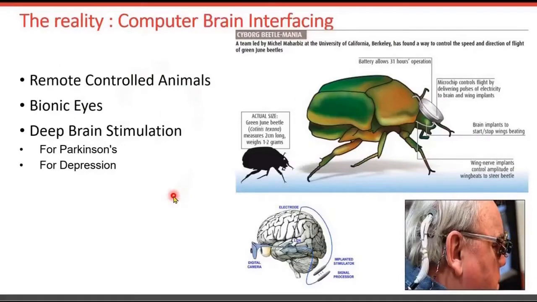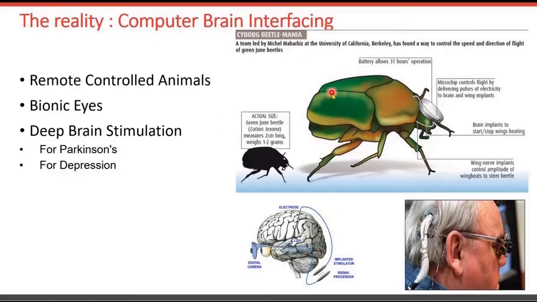One of the early applications of computer-to-brain interfacing can be given in these examples. For instance, we can use CBI to remotely control animals, and there have even been attempts to restore human vision using bionic eyes for blind people. Deep brain stimulation, as I briefly mentioned, is in practice nowadays for treatment of Parkinson's disease or even depression. One of the remote-controlled animal examples was done by University of California, Berkeley, Professor Maharbiz.